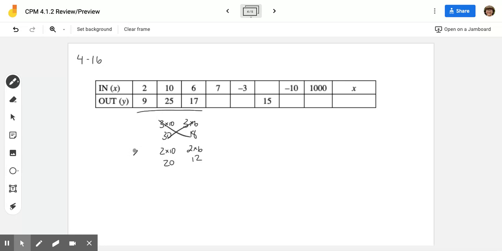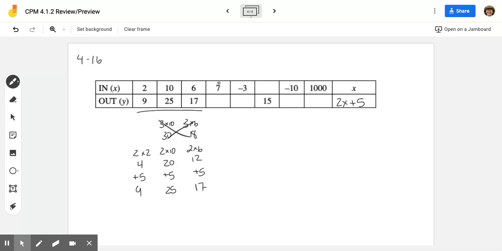If I do 2 times 2, I get 4. And 4 plus 5 is 9. Okay, so then if I add 5 to each of these, I get what I'm looking for. 17, 25, and 9. So what I did was I took whatever x is and I multiply it by 2. So 2 times x, and then I add 5.